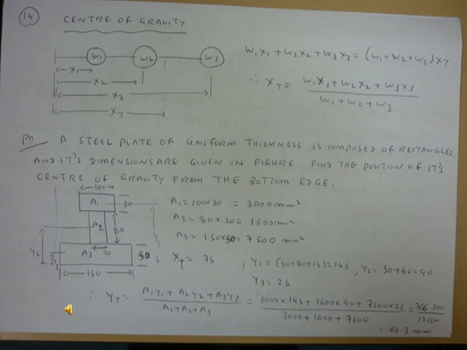So YT is equal to A1 Y1 plus A2 Y2 plus A3 Y3, divided by A1 plus A2 plus A3. So 3000 multiplied by 145 plus 1600 multiplied by 90 plus 7500 multiplied by 25, divided by 3000 plus 1600 plus 7500. So we got 63.3 millimeter. This is how the HT and the YT can be calculated.